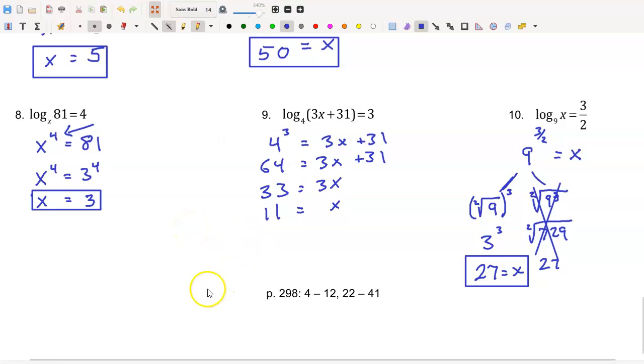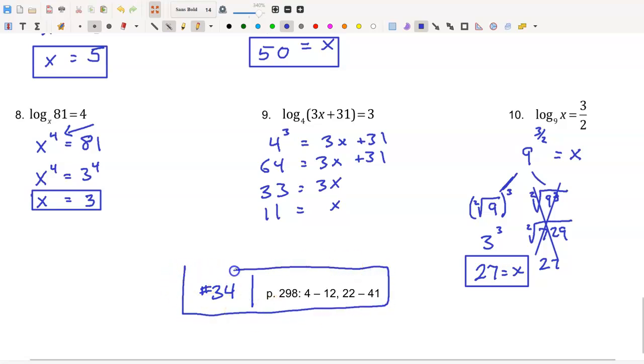All right, so we're on homework number 34. Yep. Finish the other ones first. Make sure you don't have any questions. Check the back of the book for the odds to make sure you're doing them correctly. And use your time wisely for the rest of the class.